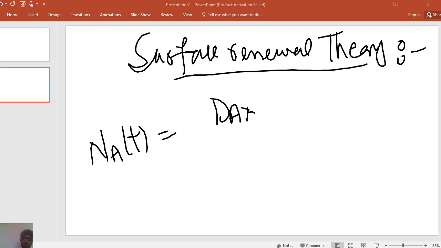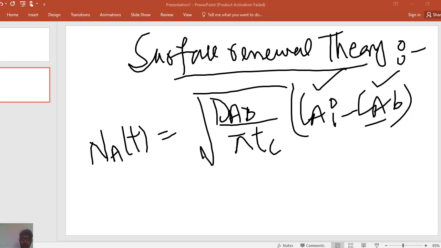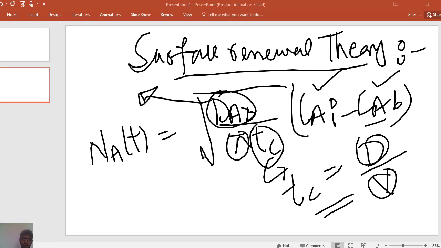the square root of the diffusivity of component A in B divided by pi into the contact time, into CAI minus CAB, the concentration at the interface and the concentration of component A in the bulk. This is the contact time. The contact time was obtained from the diameter of the bubble and the velocity of the bubble. The diffusivity can be obtained from the graphs or from the tables. This is a constant value 3.14, and this concentration will be given.